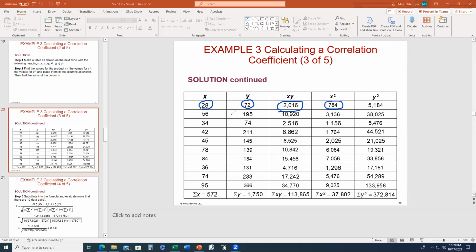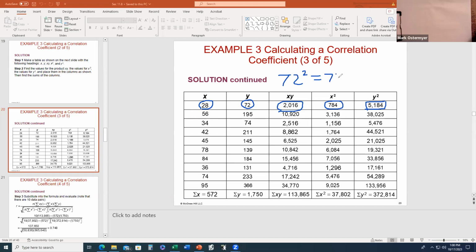Oh, my mic has been on this whole time. Not X times 2, but they took the X value and squared it, correct? Yeah, 28 squared, 28 times 28 is 784. 56 times 56 is 3,136, et cetera. And of course, now they have a Y squared column here. How did they get this 5,184? They squared 72. Do you agree? So if you take 72 and square it, that's saying the same thing as 72 times 72.